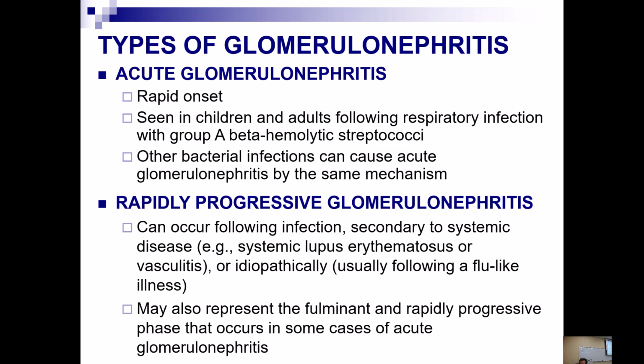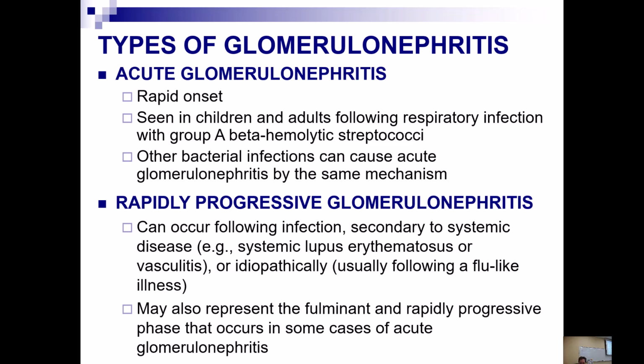So there's different types of glomerulonephritis. Acute glomerulonephritis is going to be a rapid onset. Anytime you see the word acute, it's sudden, rapid onset, early stage disease. Oftentimes, this is what we see in children and adults following group A strep infections. We see this acute glomerulonephritis. Other bacterial infections can cause it also through the same mechanism.